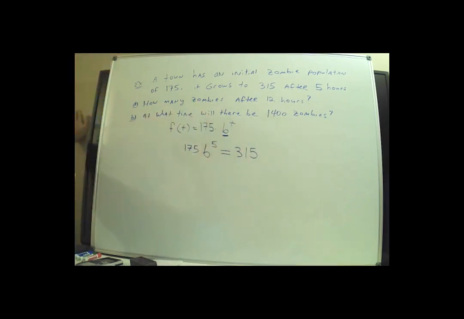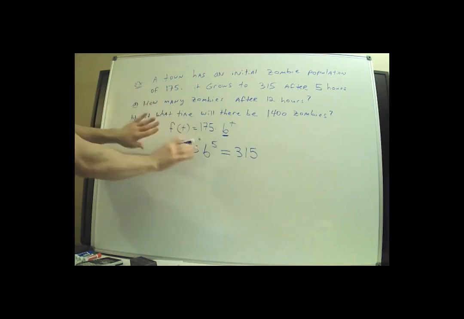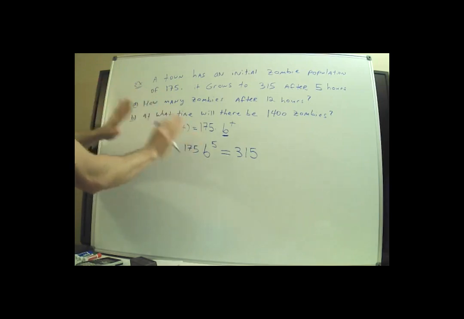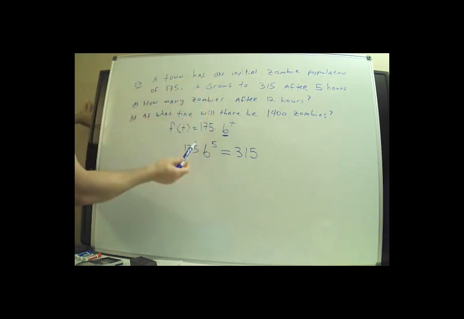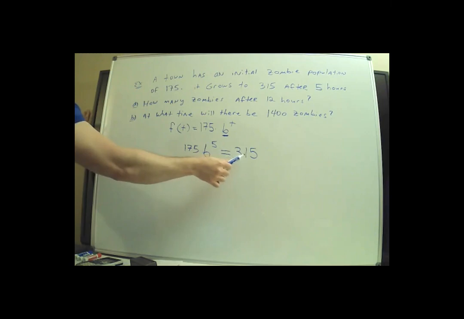So you see how I made an equation? I'm not even answering A or B right now. I am doing this to figure out my function. Then I can answer A and B. So I have to do this on the side. I need to know my b because they didn't give it to me. They didn't say it's growing at 3%. I'd be able to figure out the b. But they did tell me that after 5 hours, it's up to 315.